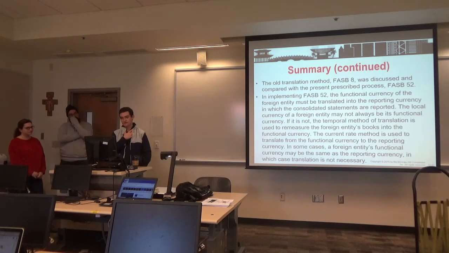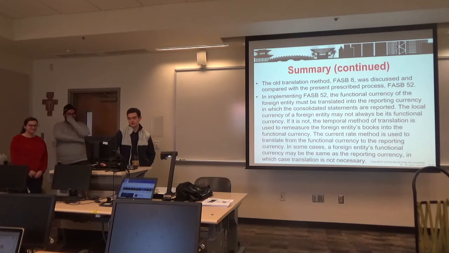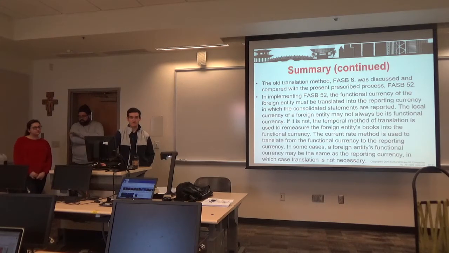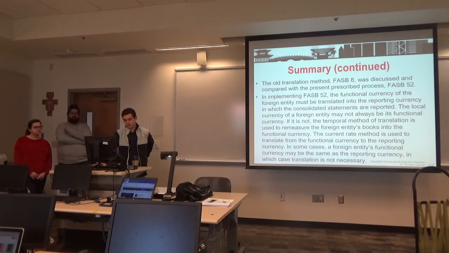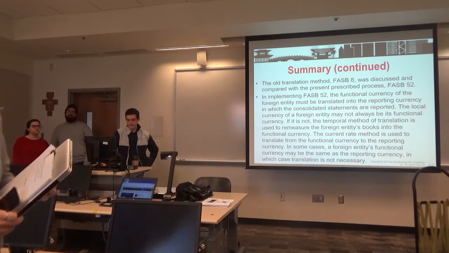The old translation method, which was FASB 8, and they switched it to FASB 52 because of what I already talked about. And when they implemented FASB 52, the functional currency of the foreign entity must be translated into reporting currency. So again, they changed it to USD to avoid fluctuations and keep it all the same. If it is not, the temporal method of translation is used to remeasure the foreign entity's books into the foreign functional currency.